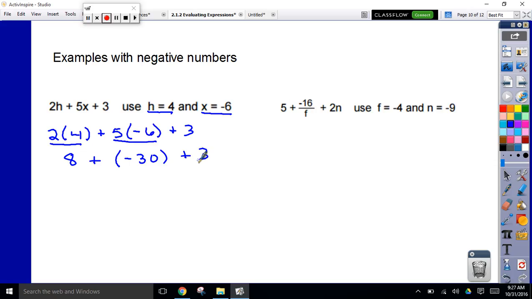Now I'm going to add and subtract from left to right. 8 plus negative 30, let's do one step at a time, is going to be negative 22. I have different signs, so I subtract and keep the sign of the larger number, plus 3. Again, I have different signs, so I'm going to subtract. 22 minus 3 is 19, and I'm going to keep the sign of the larger number.